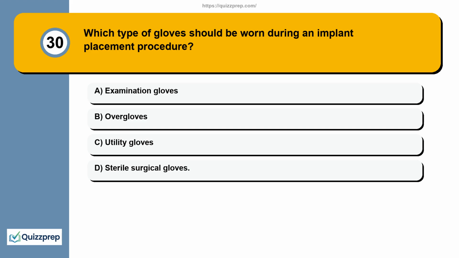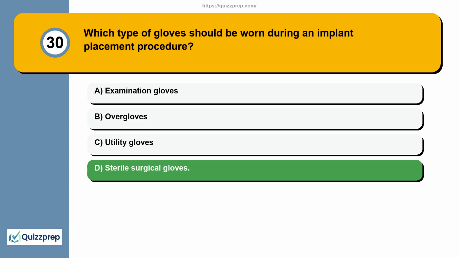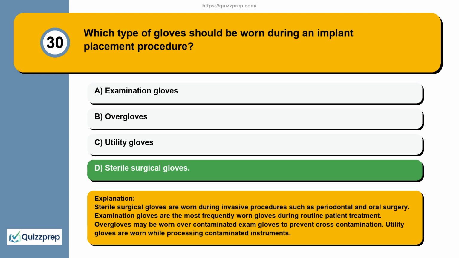Question 30. Which type of gloves should be worn during an implant placement procedure? Examination gloves, overgloves, utility gloves, sterile surgical gloves. Sterile surgical gloves are worn during invasive procedures such as periodontal and oral surgery. Examination gloves are the most frequently worn gloves during routine patient treatment. Overgloves may be worn over contaminated exam gloves to prevent cross-contamination. Utility gloves are worn while processing contaminated instruments.